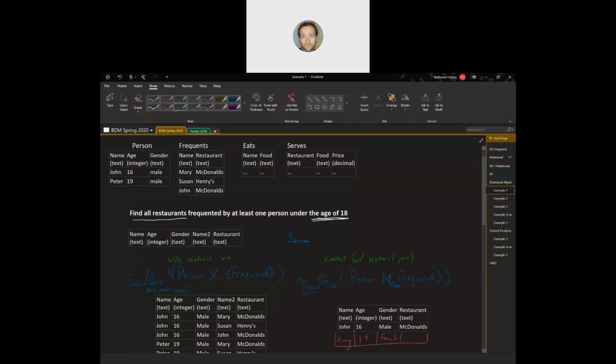Oh, and also you said the left one is the right way to do it without the natural join. Correct. Yeah. Okay. So they're both correct. This is without the natural join. On the right is with the natural join. So this is, the natural join is this symbol here, the bow tie.